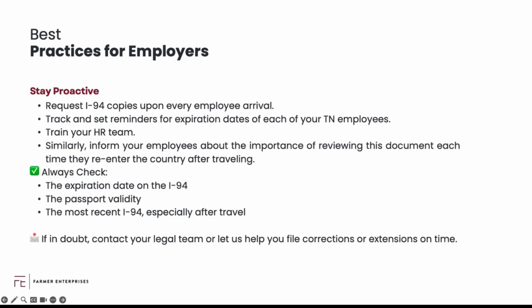Best practices for employers. Stay proactive. Again, keep track of those PTO vacation days. If they're planning to travel outside of the country, request I-94 copies upon every employee arrival. Track and set reminders for expiration dates. Train your HR team to notice these issues with the I-94, and always keep your employees informed about the importance of reviewing their I-94, and always check expiration dates, passport validity, and the most recent I-94, especially after travel.